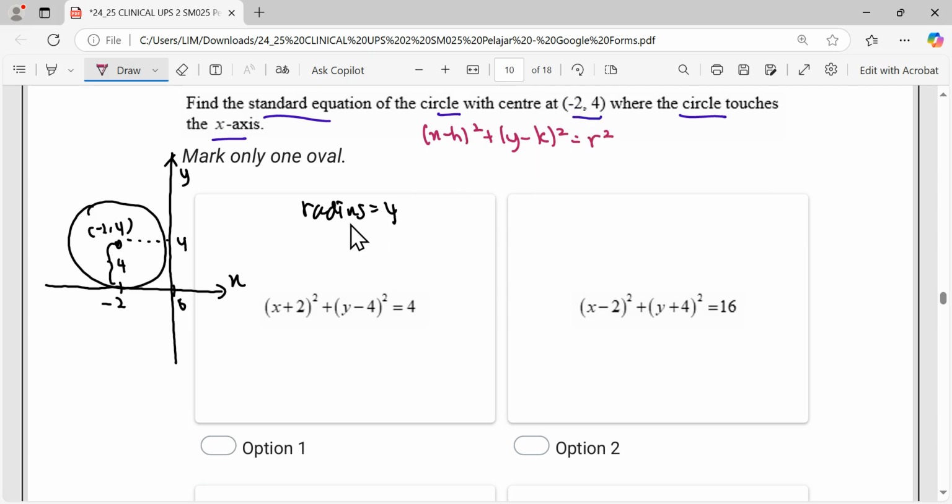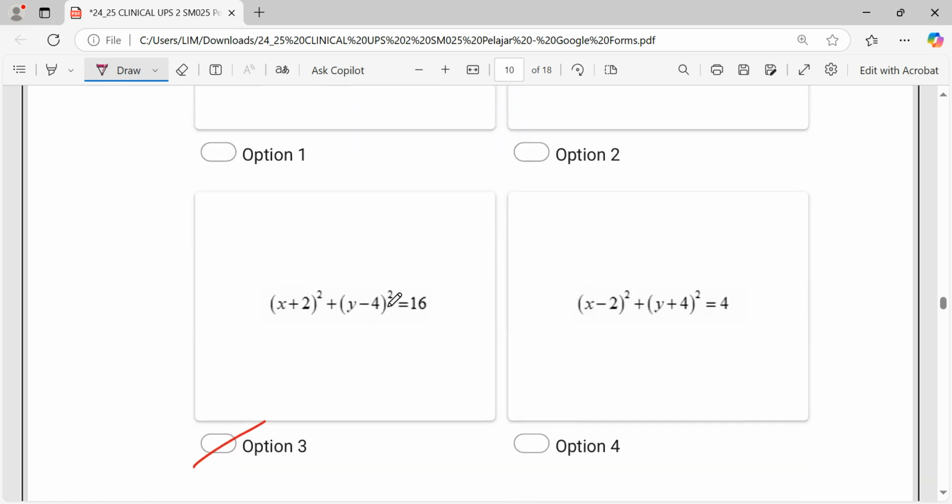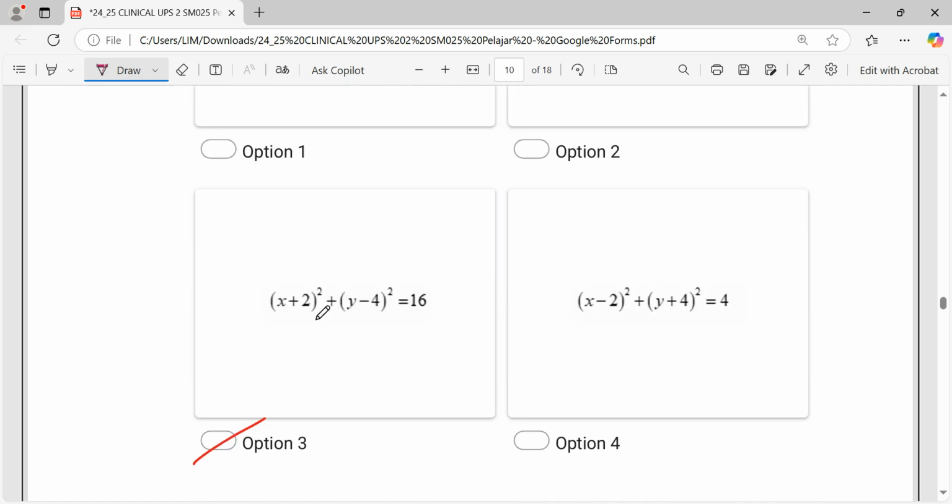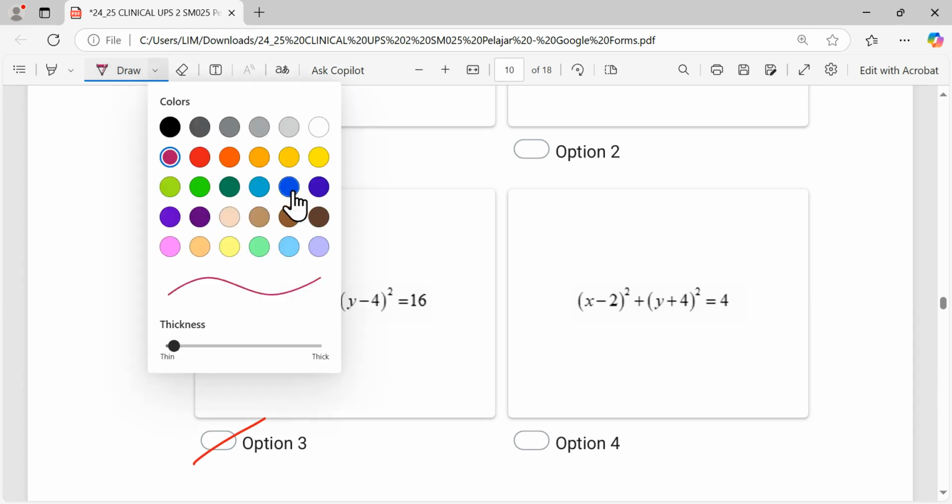So look at your center. Center is negative 2 for coordinate x, and 4 for coordinate y. So when you put it in the bracket, it will be x plus 2, so just assume you move it back to the left hand side. Y minus 4 squared, and radius 4 squared will be 16. So x plus 2 squared plus y minus 4 squared equals 16. So here we have our option.